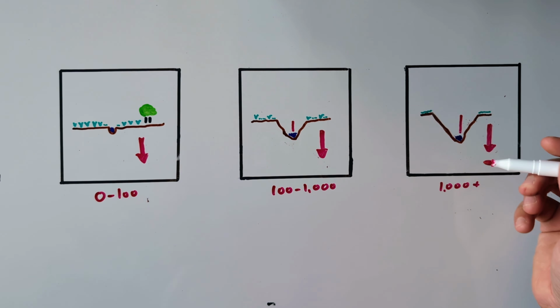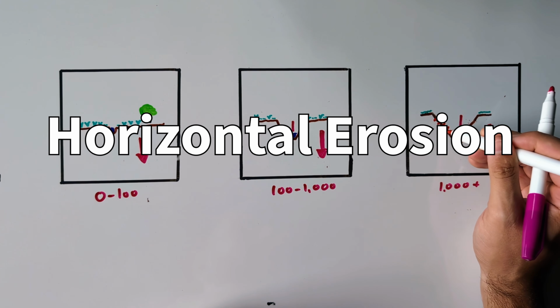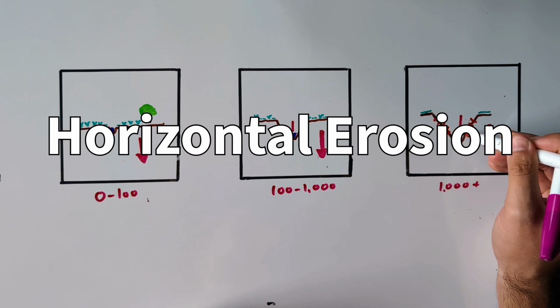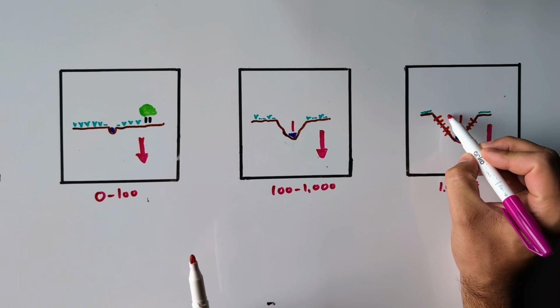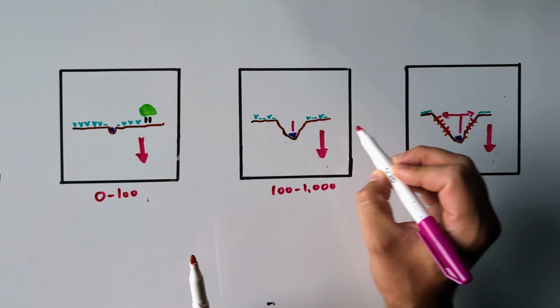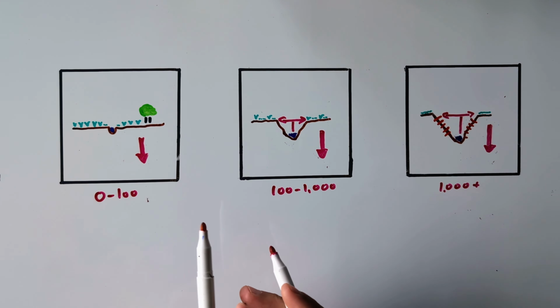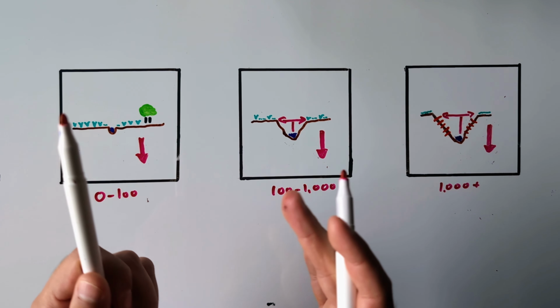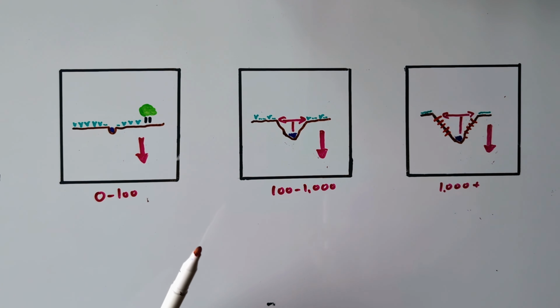However, you can also see that there has been some horizontal erosion too. It hasn't just gone straight down, it's also gotten wider and wider. So why is that? Well, it suggests that there's also some horizontal erosion as well as some vertical. So let's jump into that now.